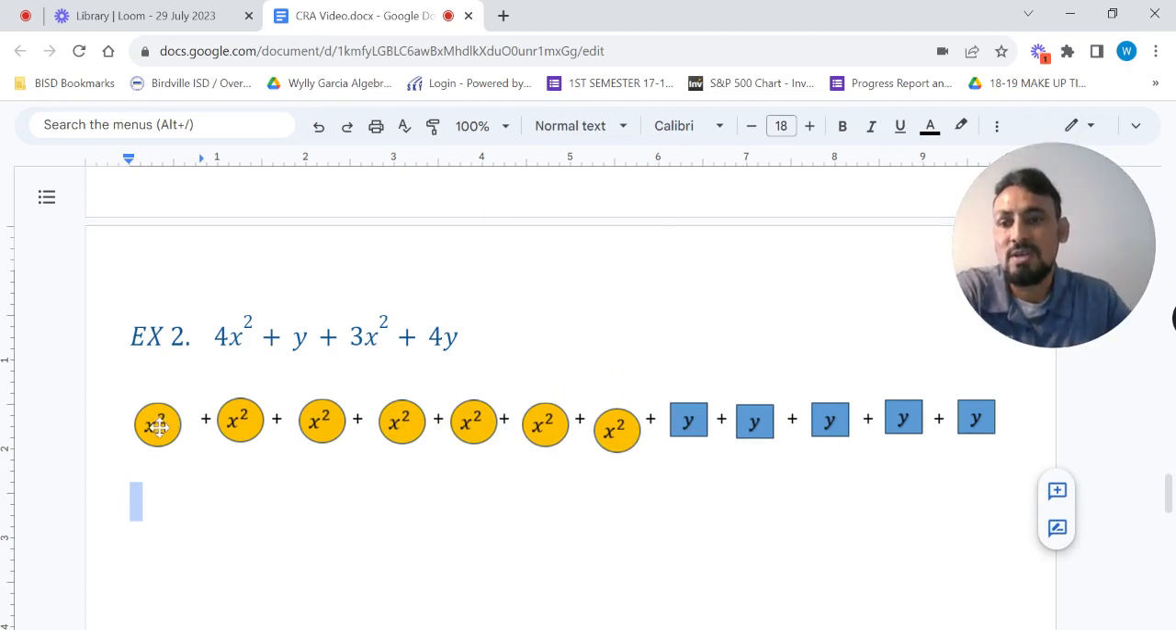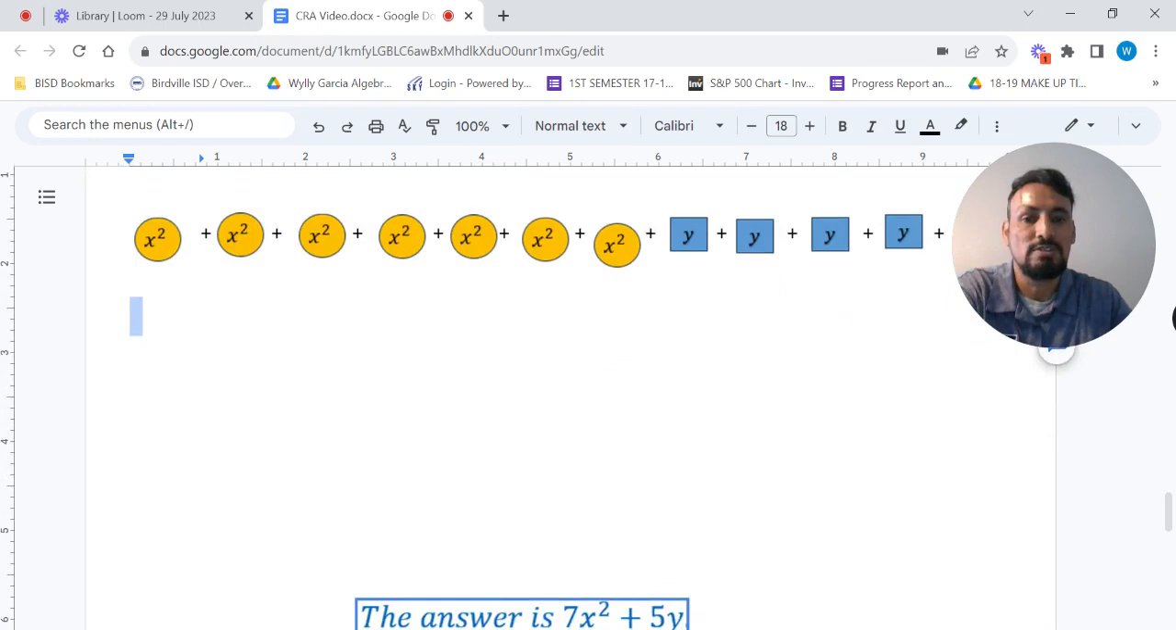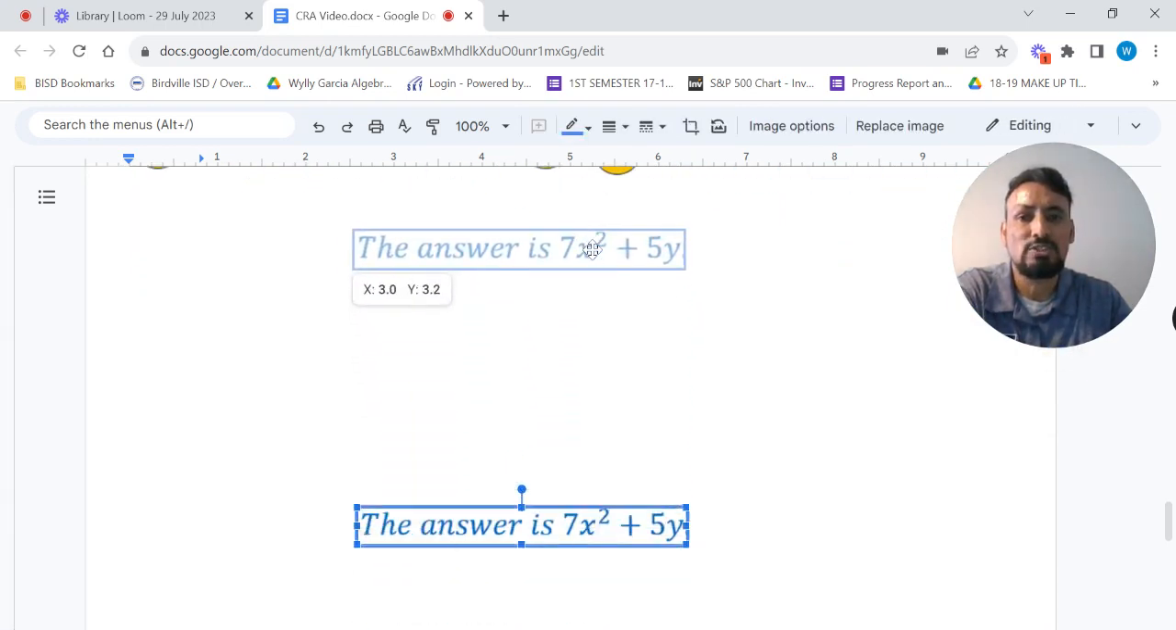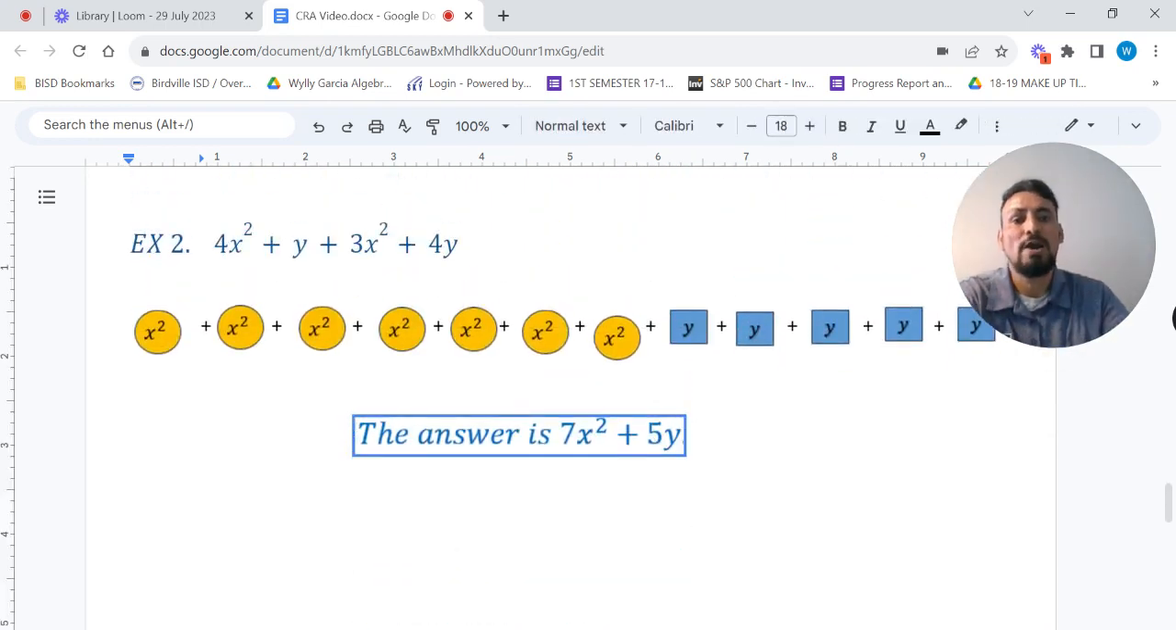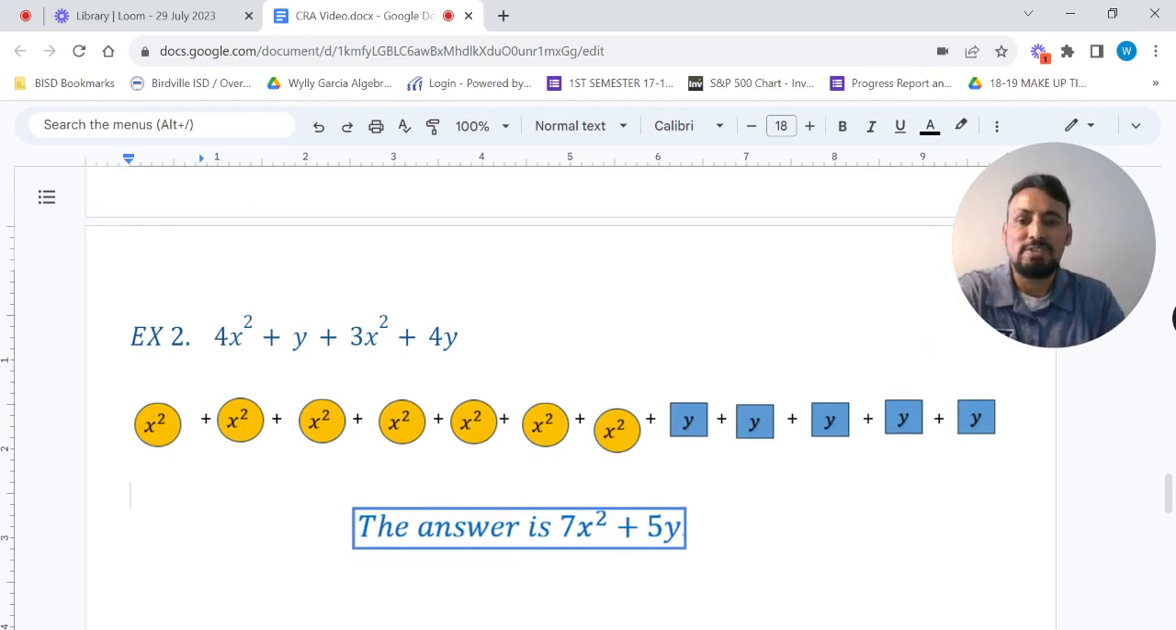So this is 1x squared, 2x squared, 3x squared, 4x squared, 5x squared, 6x squared, and 7x squared. So the coefficient of the x squares is 7, and then the y's, 1y, 2y, 3y, 4y, 5y. So the coefficient of the y is going to be 5. The answer to this problem is 7x squared plus 5y. I hope that is making sense to you.